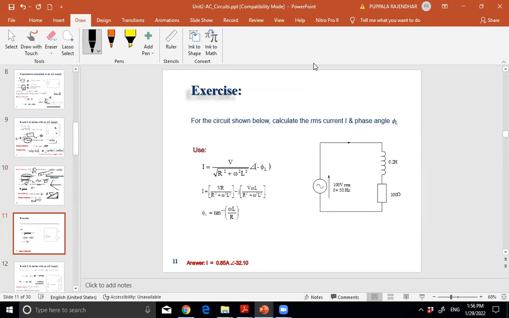So for the RL circuit here, we have calculated the magnitude and the angle. This V is the RMS value. It's given by the square root of R square plus omega L square, so you'll get the magnitude. And what is phi? Angle is tan inverse of omega L by R.